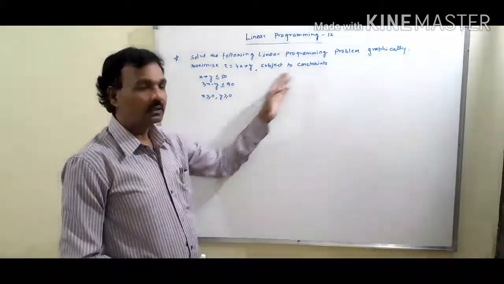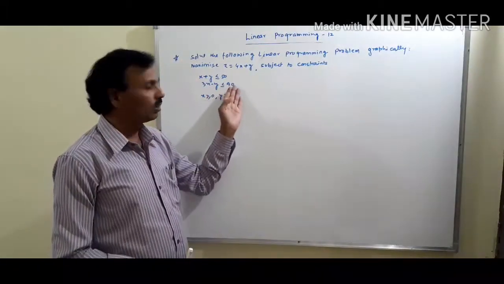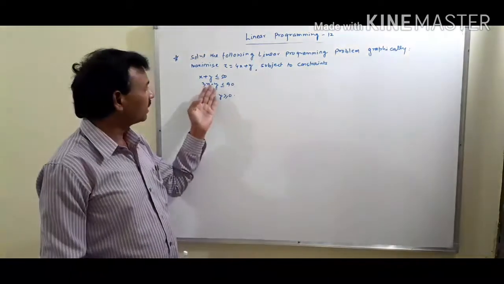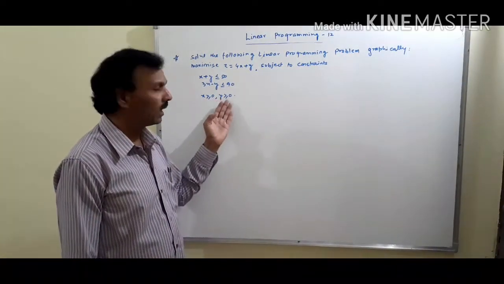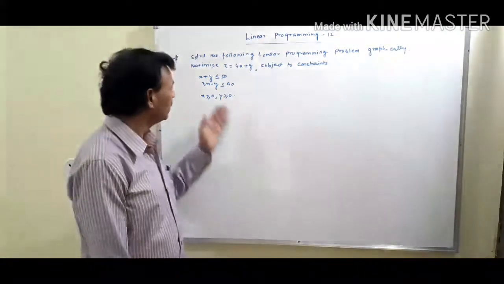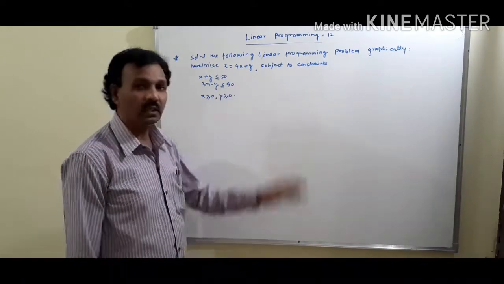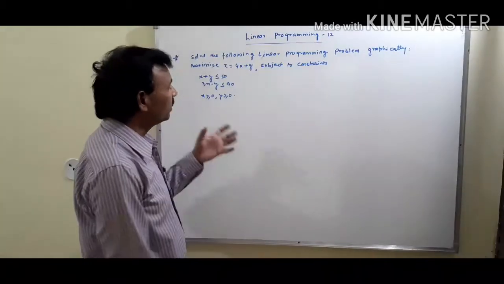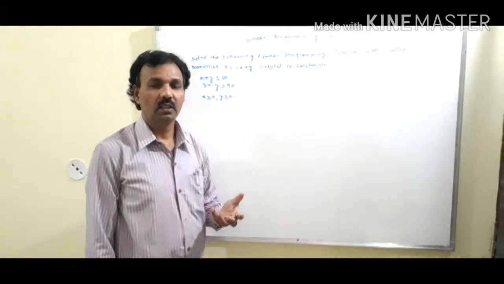Subject to constraints x plus y less than or equal to 50, 3x minus y less than or equal to 90, and x greater than or equal to 0 and y greater than or equal to 0. These are the constraints and z equal to 4x plus y is the objective function, and we should maximize it. That means we should find the maximum value at any point contained in the feasible region.